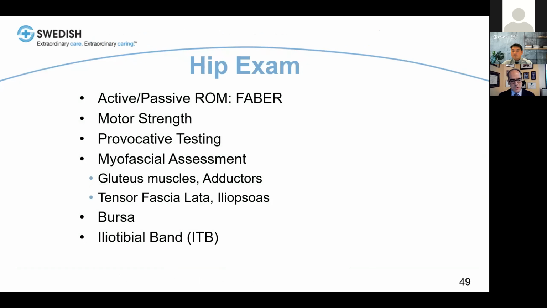So these are the different types. Like Wilson nicely explained, you can do active and passive range of motion testing. FABER's, again, flexion, abduction, external rotation, motor strength testing. We'll go over some of the provocative testing you can do. Again, the myofascial assessment is going to be key, especially the iliopsoas, which I see is missed a lot. And then bursa tenderness around the lateral aspect of the hip.